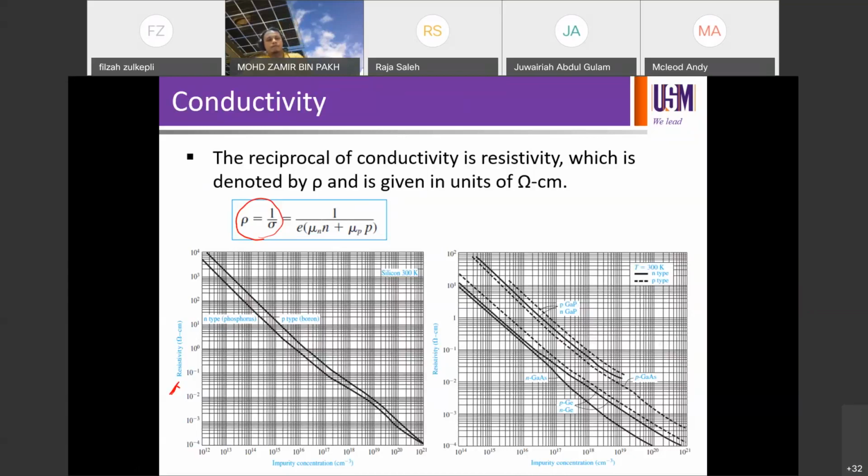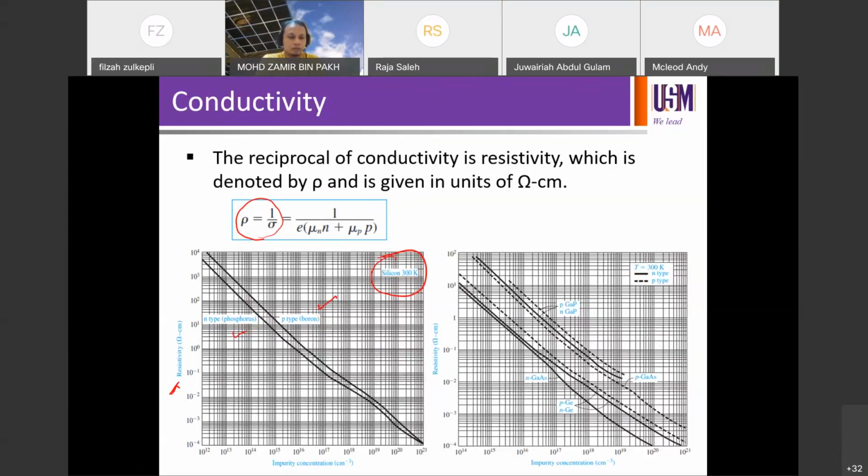Okay, so mu n and mu p. You can get these two values from the curve of your mobility against electron concentration or hole concentration. So let's recap this. The first one is resistivity against impurity concentration for silicon at 300 Kelvin for both p-type and n-type.